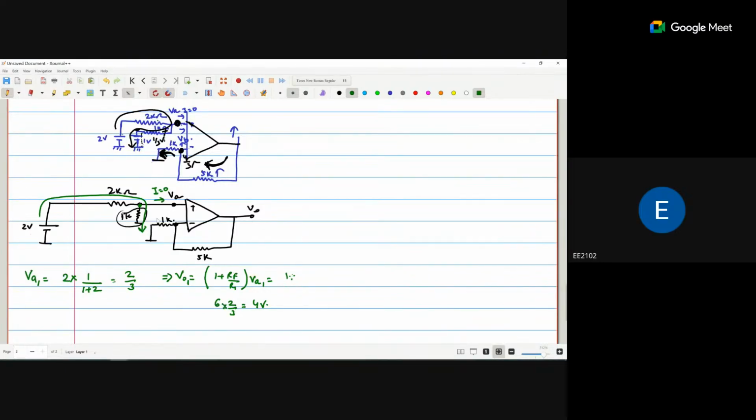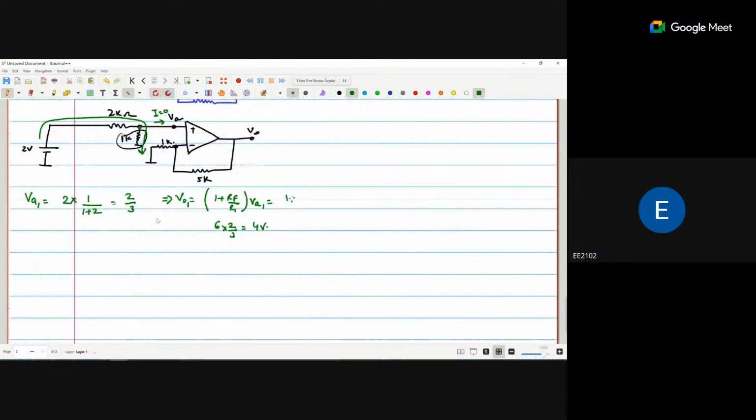Okay, now this is because of one voltage source. Now we use the second voltage source, so that is grounded. 2 kilo ohm, 1K, 1 volt, or we can make it in another way.